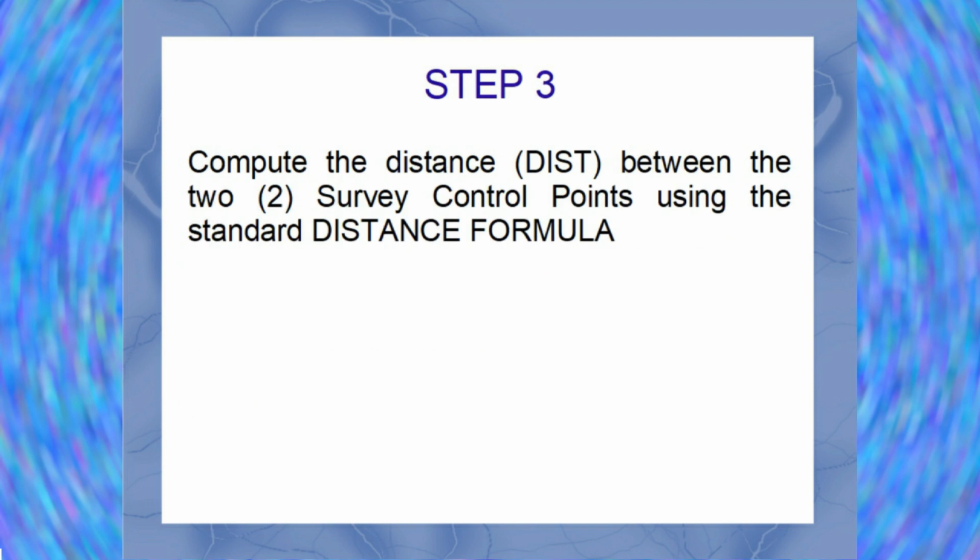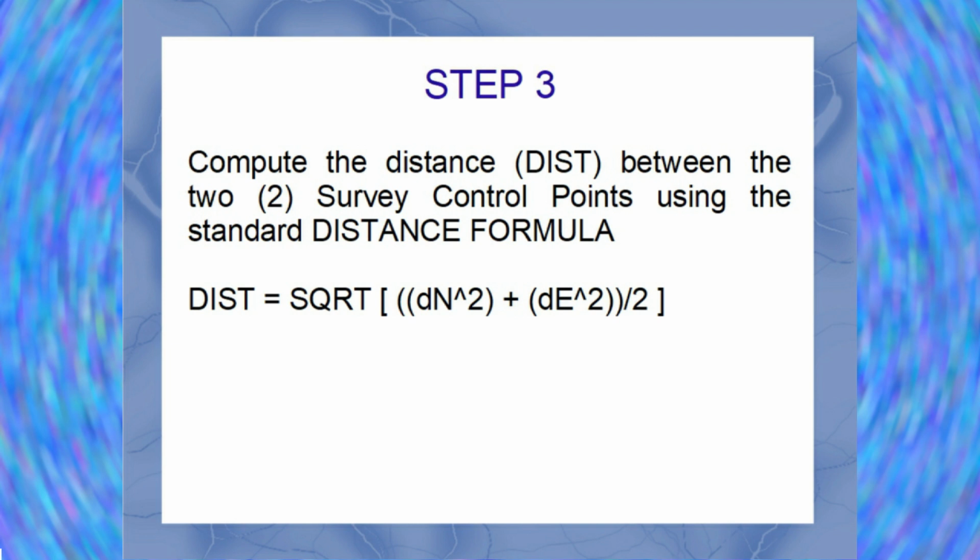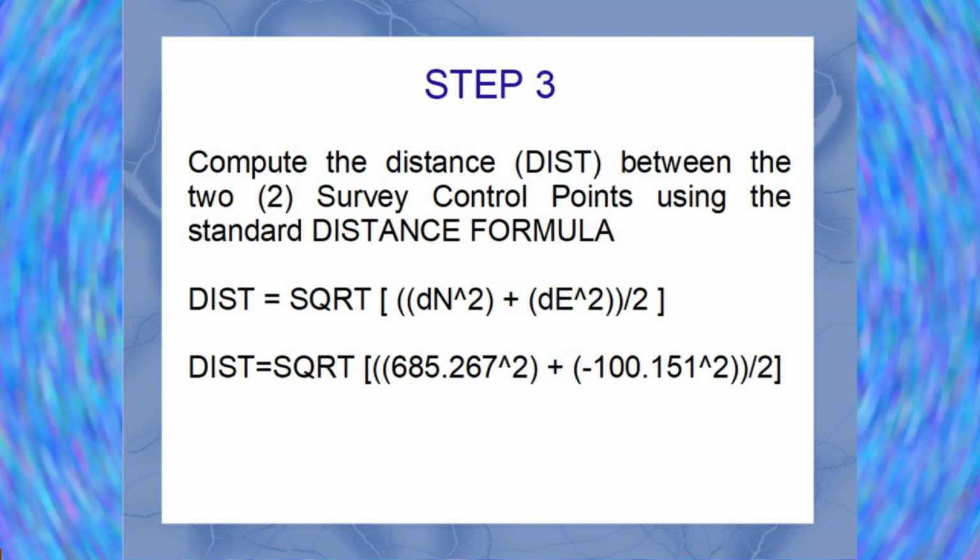So now that we have the differences in northing and easting between the 2 points, it's a very simple operation to compute the distance between the 2 survey control points using the standard distance formula. This comes to us from Algebra 1, and it's simply the square root of the difference in northing squared plus the difference in easting squared. Divide the sum of that by 2 and then take the square root of that.